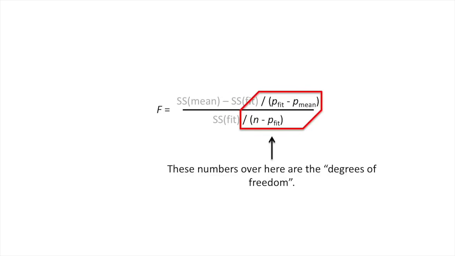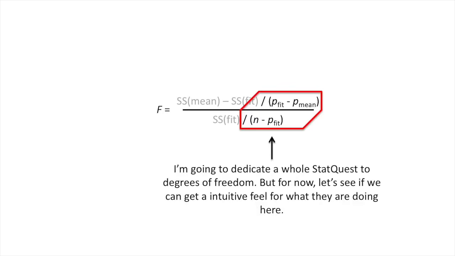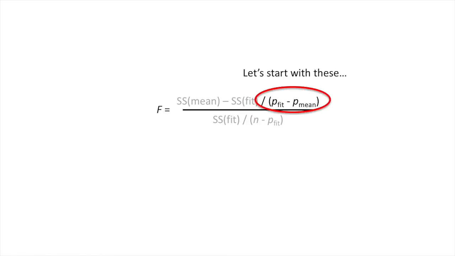These numbers over here are the degrees of freedom. They turn the sums of squares into variances. I'm going to dedicate a whole StatQuest to degrees of freedom, but for now, let's see if we can get an intuitive feel for what they're doing here. Let's start with these.